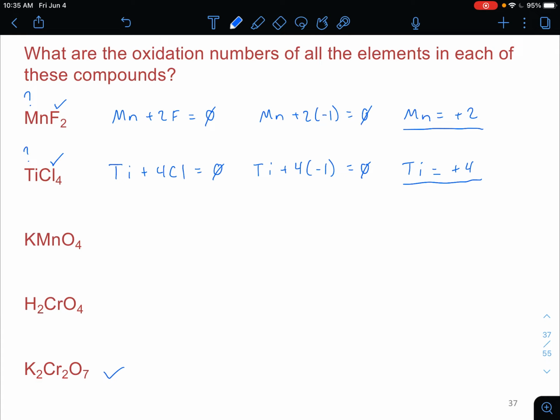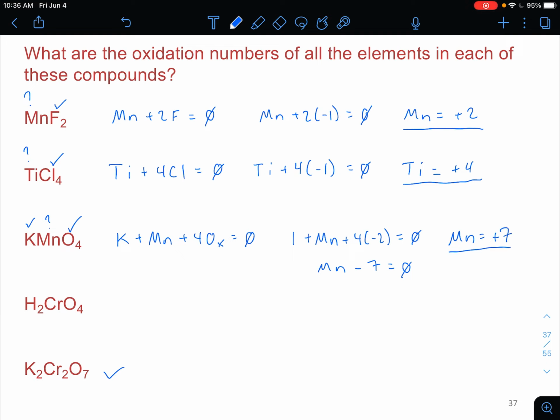So KMnO4 and H2CrO4. KMnO4, we know potassium as an alkali metal and oxygen to be -2. So in this case, it's manganese that is our question mark. So it'll be potassium plus manganese plus 4 times the oxidation number of oxygen equals 0 again, since it's neutral overall. So 1 plus manganese plus 4 times -2 equals 0. That becomes manganese minus 7 equals 0. So manganese equals +7.